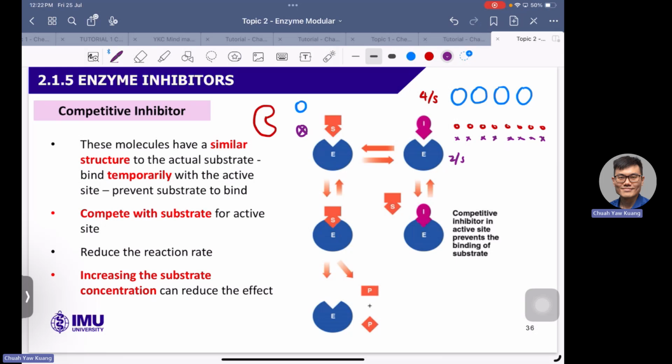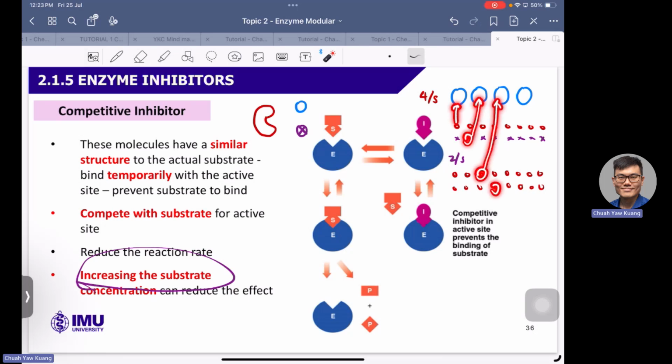You can increase the substrate concentration. How are you going to increase that? Well, you can add more. So when you add more like this, what is the chance? Okay, it will be a higher chance now, right? Okay, so maybe this one will bind, okay? Then this one will bind here, this one will bind here, this one will bind here.